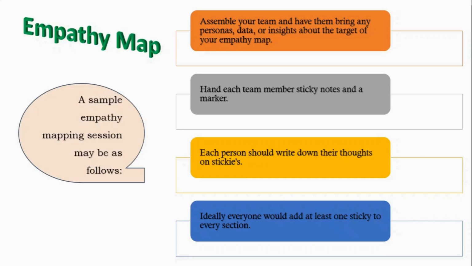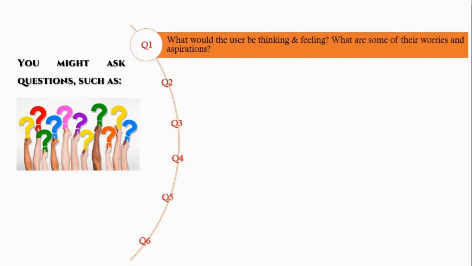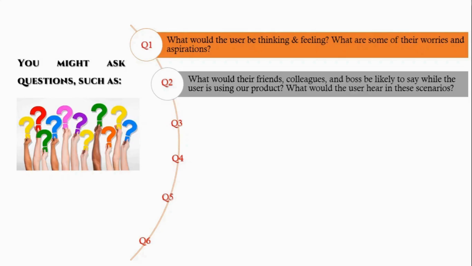But before drawing the empathy map, we should ask some questions to our team, right? Because these questions are very important in terms of the empathy map. So what are these questions you can ask your team in your brainstorming session? The first question is, what would the user be thinking and feeling, what are some of their worries and aspirations? The second question is, what would their friends, colleagues and boss be likely to say while the user is using your product?